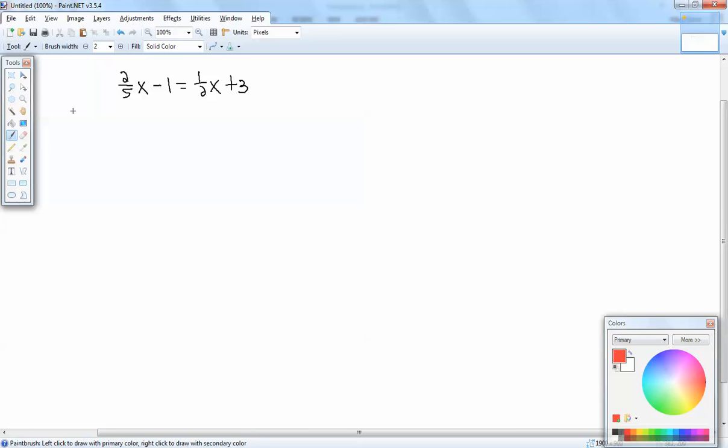First step is get rid of parentheses. Don't have any. Second step, get rid of fractions. And we multiply everything by the LCM of all our denominators. So let's first find our LCM. So we got the LCM of 5 and 2.